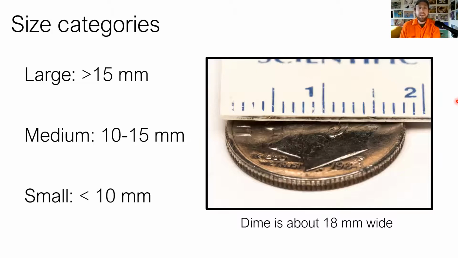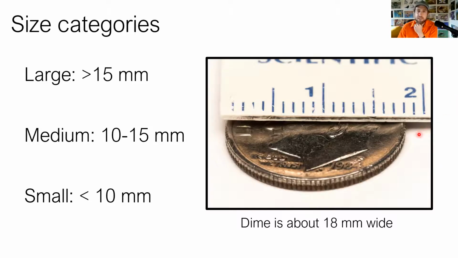But before I get into all of the bees, one easy way to start classifying things in a less hierarchical, taxonomic way is just how big they are. It's a common way to look at things. So I made 3 categories: large, medium, and small. Large is greater than 15 millimeters, medium 10 to 15, small less than 10.